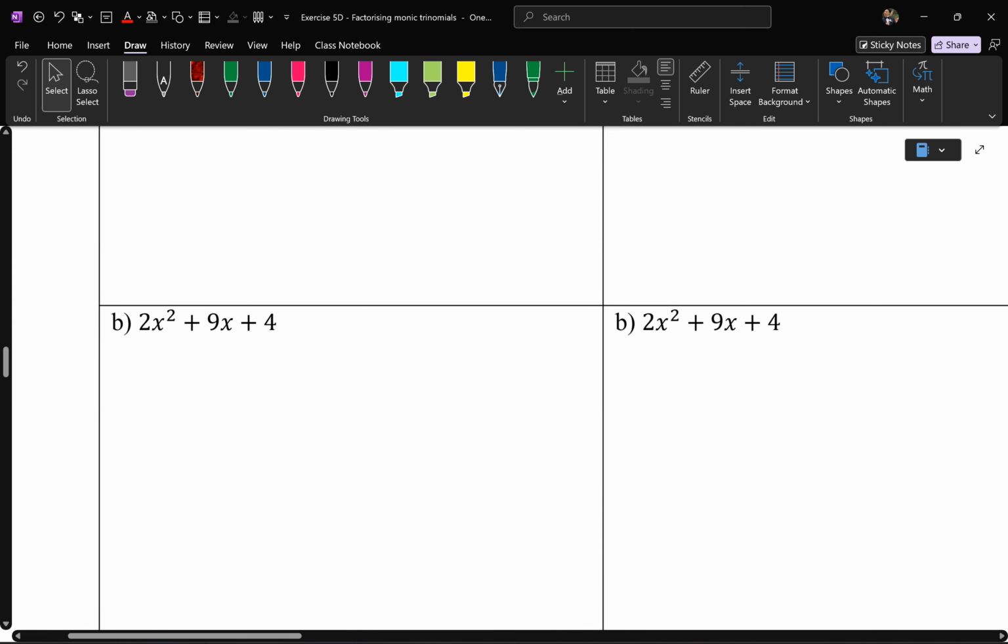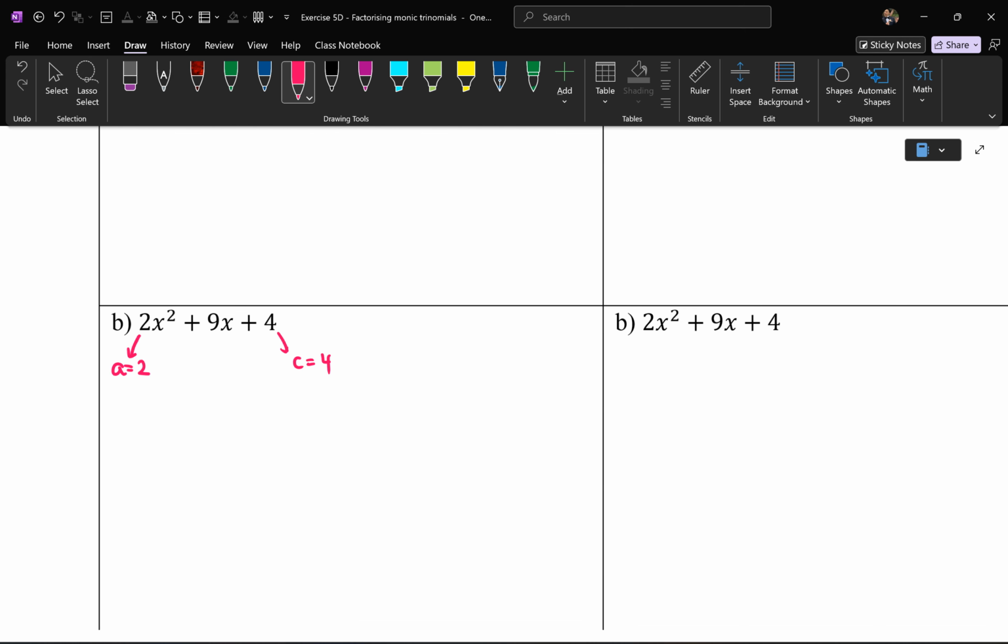Let's do it again. So here's non-monic. Same thing again. A is equal to 2. C is equal to 4. So in cross method, we actually look at the factors of them. So factors of 2, in this case, is still nice. It's only 1 and 2. Factors of 4, we've got 1 times 4. But we also have 2 times 2. So there's 2 options there that you'll likely choose from.